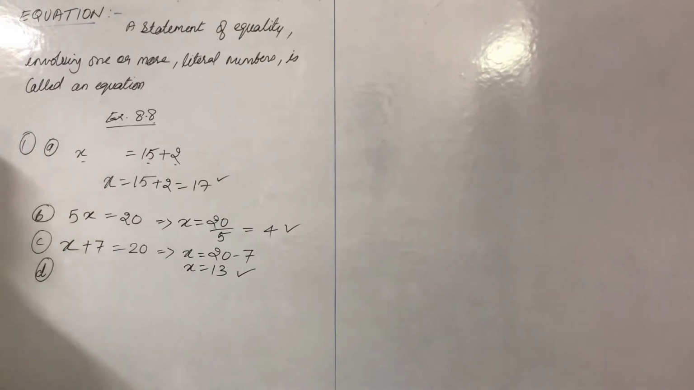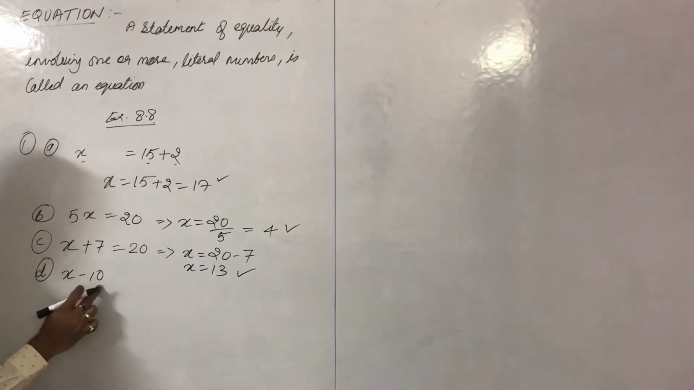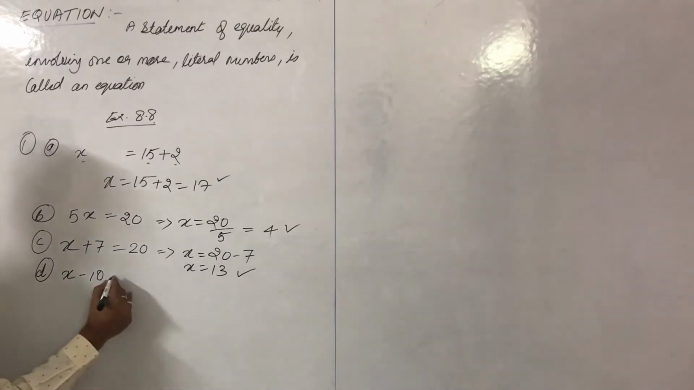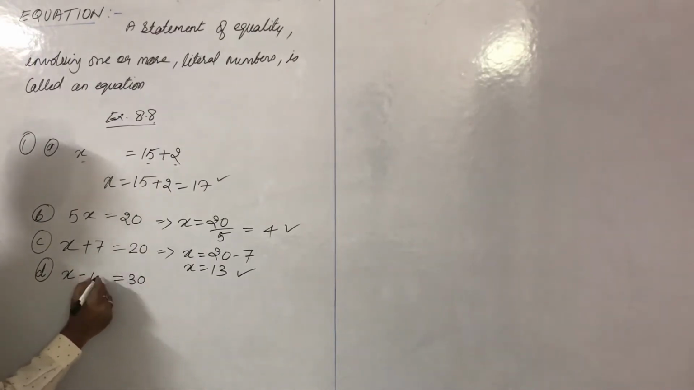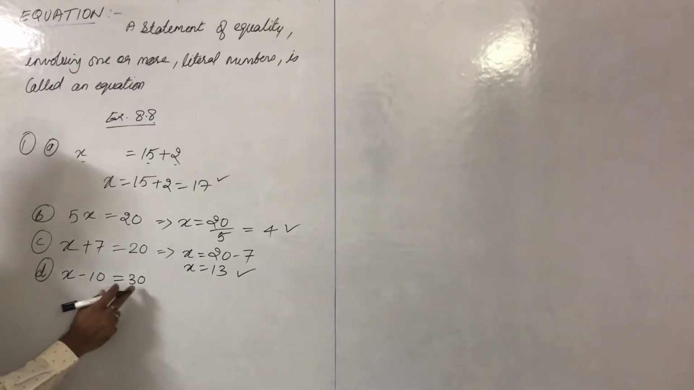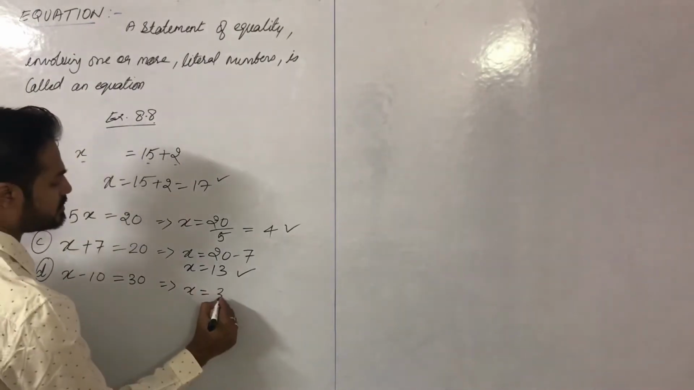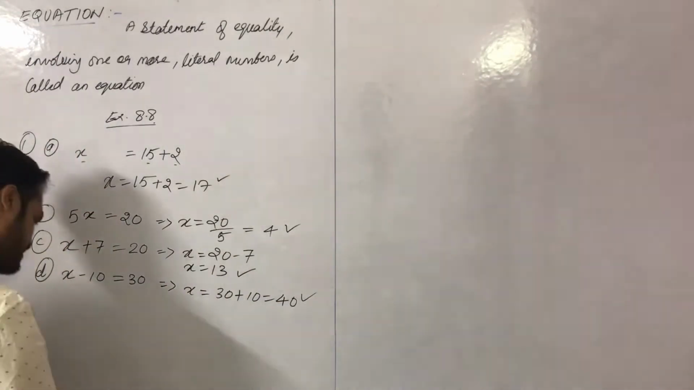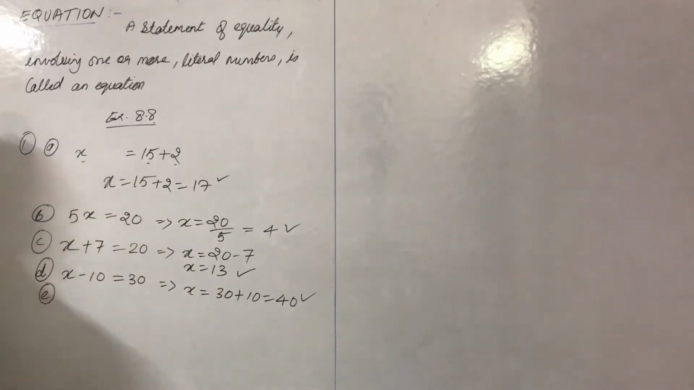Similarly, next part D: when 10 is subtracted from a number, that unknown number is x, it becomes 30. So the simple equation is x minus 10 equals 30. So the value of x is 30 plus 10 equals 40. So 40 is the answer. We have 3 options, 30, 40 and 50, and 40 is the correct answer.